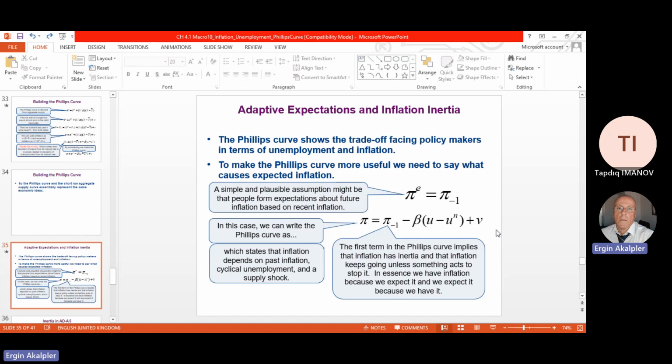As represented here, inflation is equal to the former inflation minus beta times the difference between unemployment and the natural rate of unemployment, plus the supply shock.